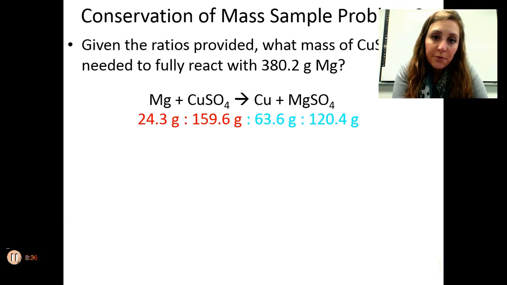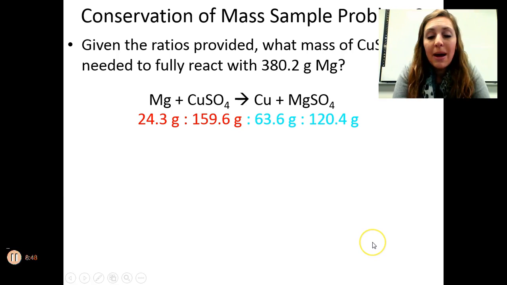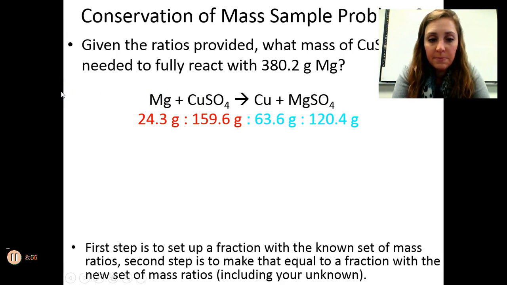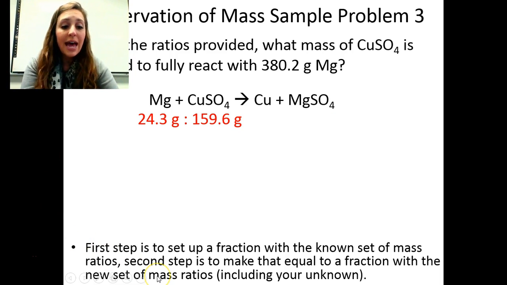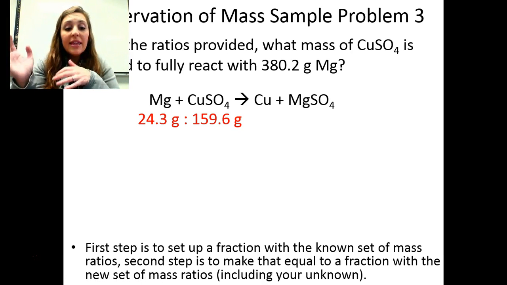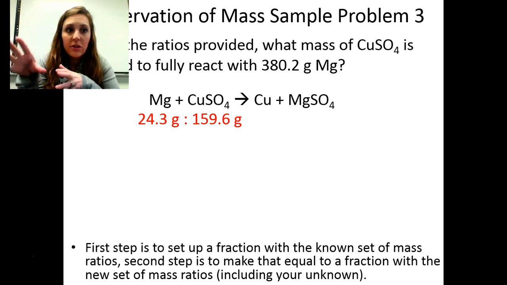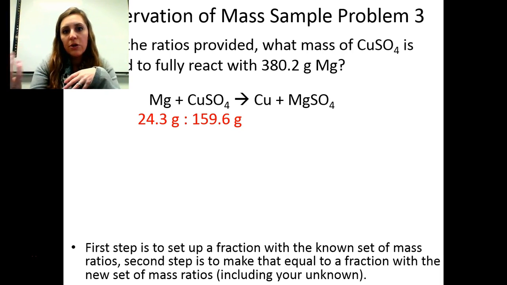So given these ratios, let's do a sample problem: what mass of copper(II) sulfate do you need to fully react with 380.2 grams of magnesium? I'm going to go ahead and get rid of my products. Notice I'm only asking about copper(II) sulfate and magnesium, so I only need these two bits of information. The first step is to set up a fraction with your known masses, and then the second step is to make a fraction that uses those same sets but with the new information.